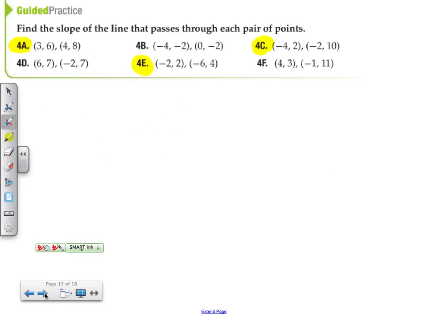Okay, do the 3 practice problems that are highlighted in yellow. And if you're ambitious, try another 1 or 2.